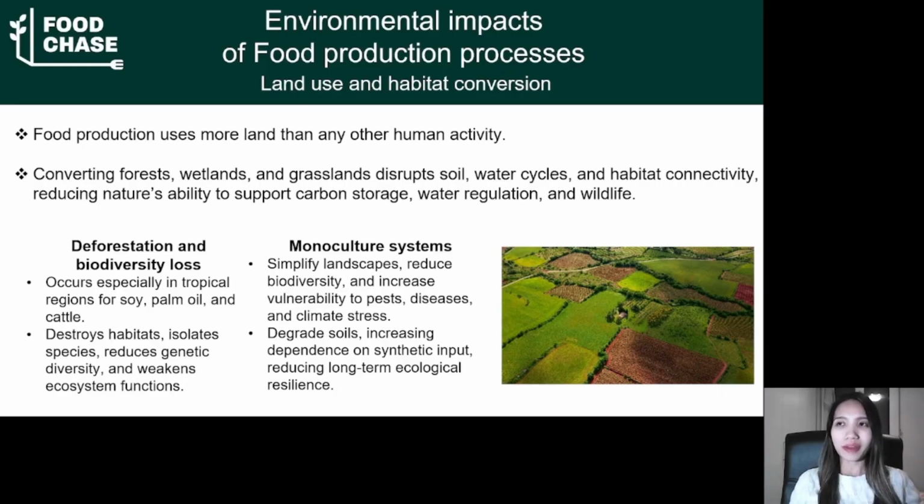Monoculture systems are a common practice in agriculture. It simplifies landscape, reduces biodiversity, and increases vulnerability to pests, disease, and climate stress. Also, it can degrade soil, increasing dependence on synthetic inputs, reducing long-term ecological resilience.